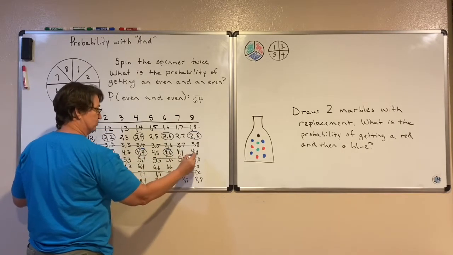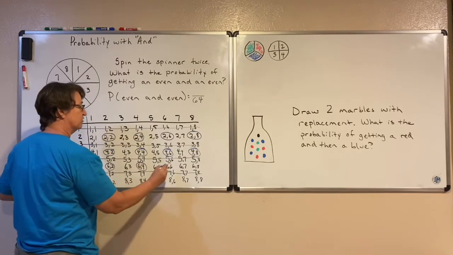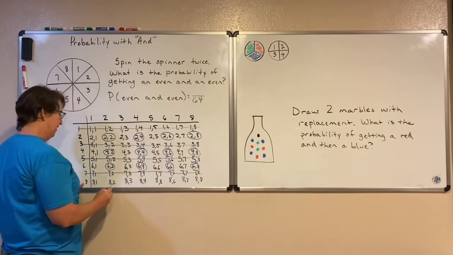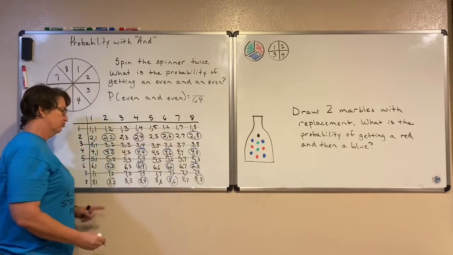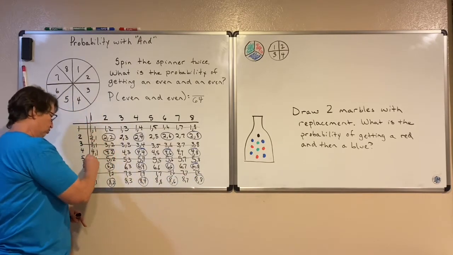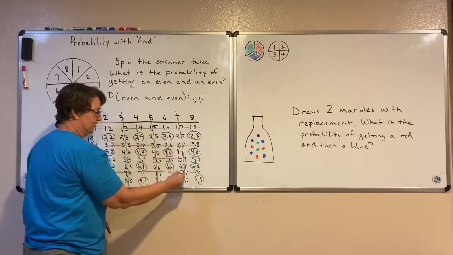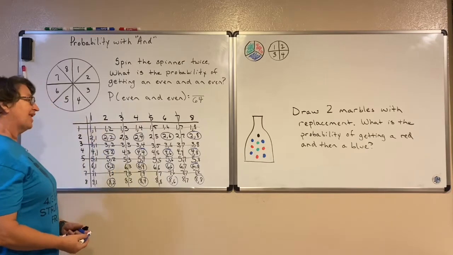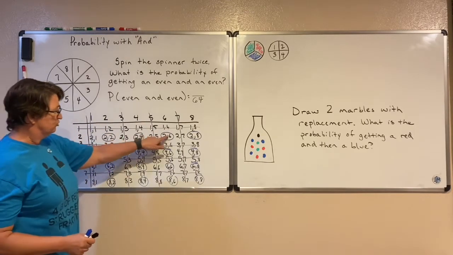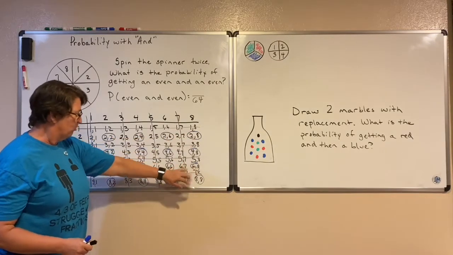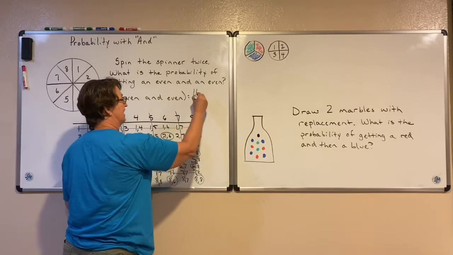4 and 6 are both even, 4 and 8 are even. 6 and 2, 6, 4, 6, 6, 6, 8. And then 8, 2, 8, 4, 8, 6, 8, 8. So you see we also eliminated down the 1s, the 3s, the 5s, and the 7s there. So how many total are even and even? Well, there's 4 by 4 of them. So there's a total of 16 that are even and even.